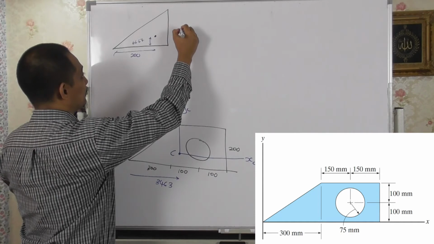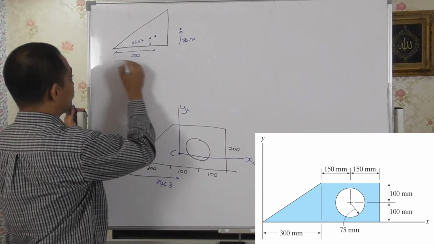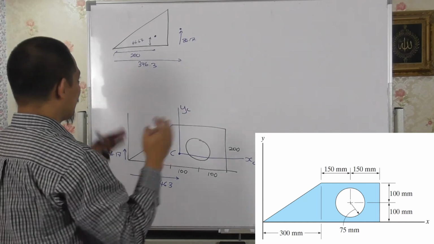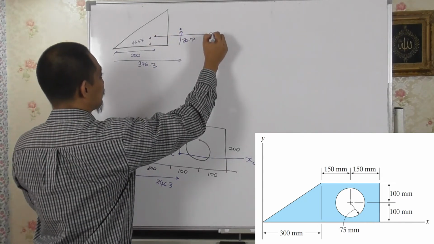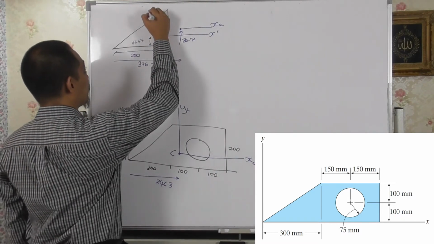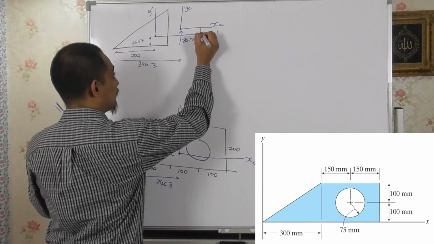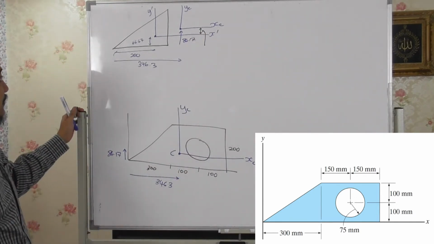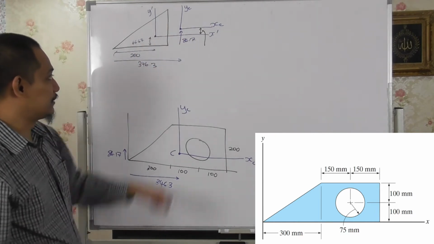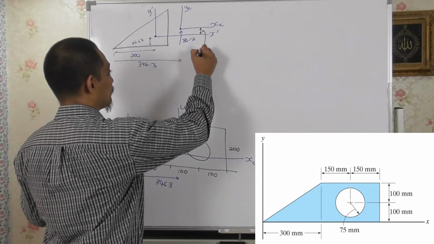So the centroid is somewhere here, where the height is 86.17, and the distance here is 346.3. So this will be X prime, and this will be XC, if you use XC. And this will be Y prime, and this will be YC. So what will be the dy here? dy is basically 86.17 minus 66.67, because this height minus this height, you get the difference. So 86.17 minus 66.67, you get 19.5.